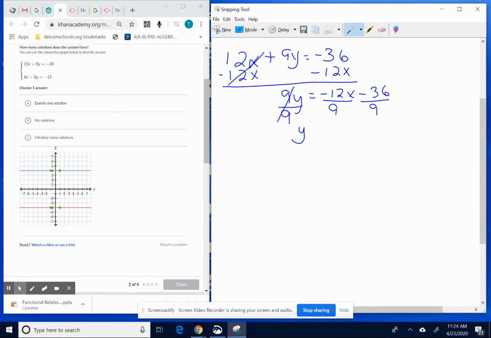We're left with y on the left. Negative 12 ninths, since negative divided by positive is a negative, but reduce that, because 3 will go into both 12 and 9. So we get negative 4/3 x. Simplify: negative 36 divided by 9 is negative 4. So the negative 4/3 is the slope, and the negative 4 is the y-intercept. So I'm going to graph the top equation.